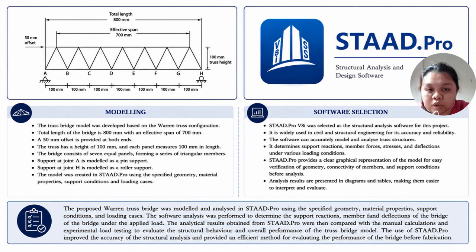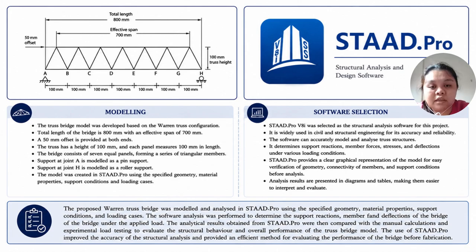For the support conditions, joint A is assigned as a pin support, which restrains both horizontal and vertical movement, while joint H is assigned as a roller support, allowing horizontal movement caused by expansion while resisting vertical loads.